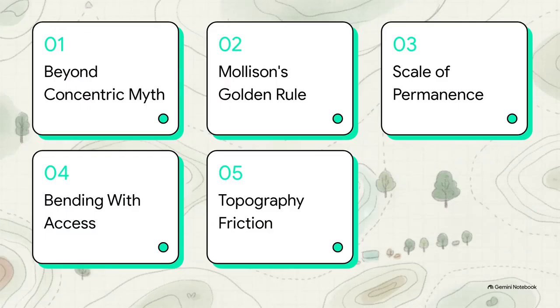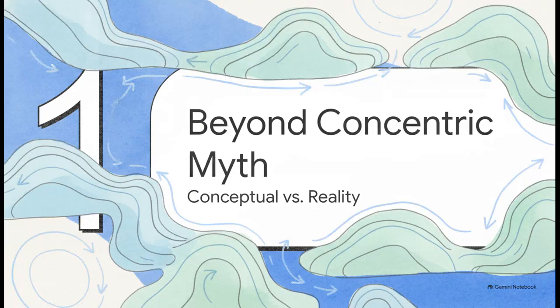So here's our roadmap for today. We're going to move beyond the concentric myth, take a look at Mollison's golden rule, and then dive into the scale of permanence. After that, we'll analyze how bending zones with access and topography actually act as active forces of zonal deformation. All right, part one, beyond the concentric myth.